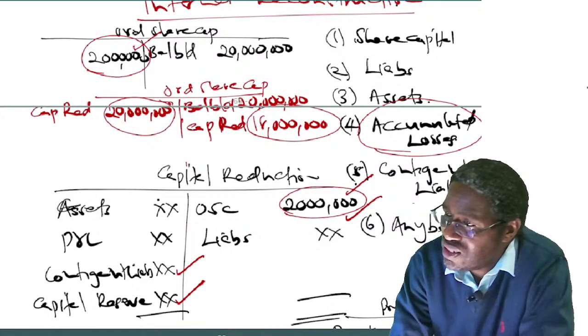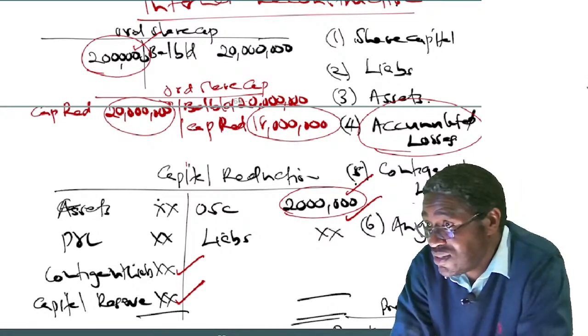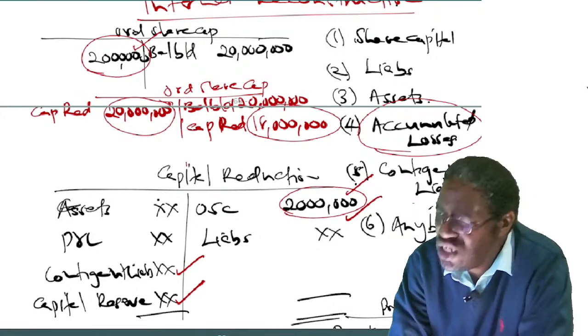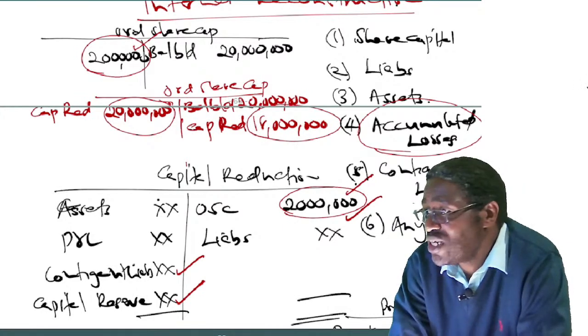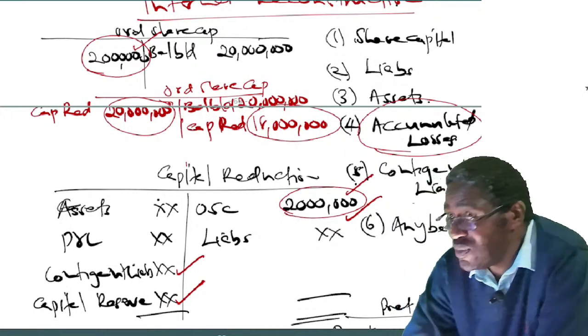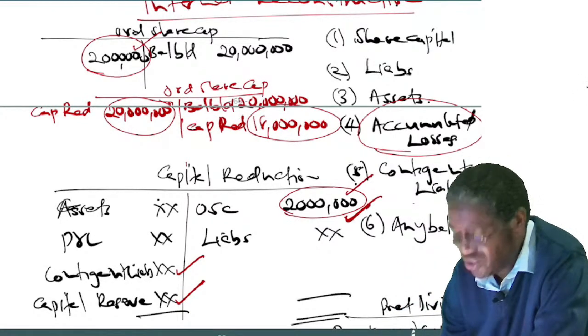It's obvious, again, it's a gain. Because again, we are reducing what we owe to them. So again, that's a gain to the company.